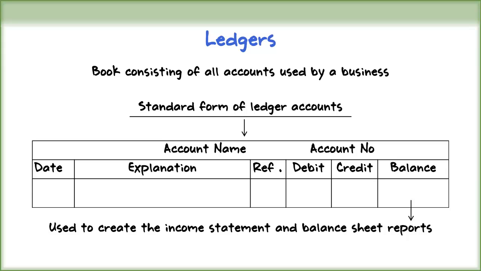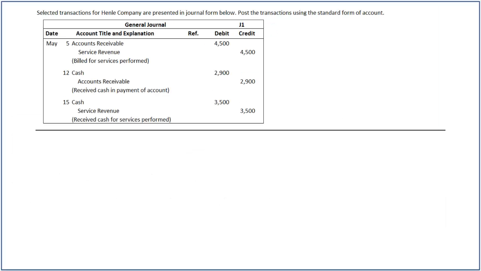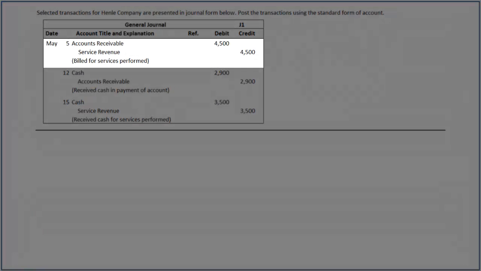Let us now look at a few transactions to see how journal entries are posted to the general ledger. Selected journal entries for Henley Company have been presented below. We are required to post these journal entries to the standard form of account. On May 5th, a client was billed for services performed. In the journal, accounts receivable has been debited for $4,500 and service revenue has been credited for $4,500.